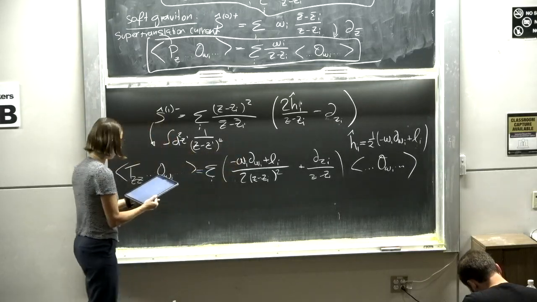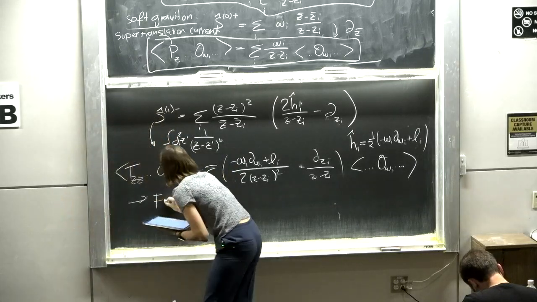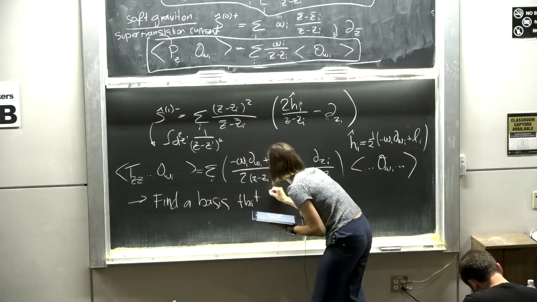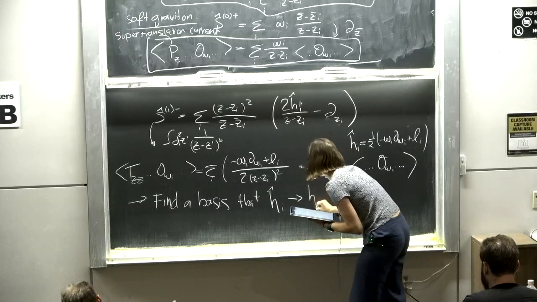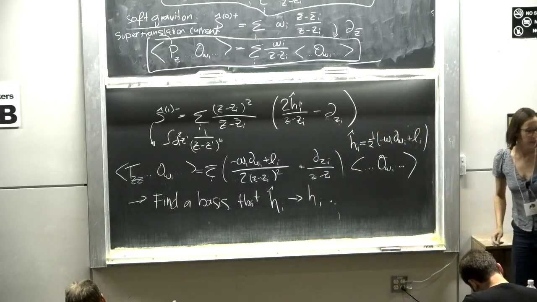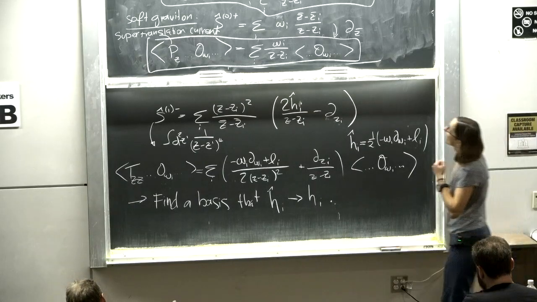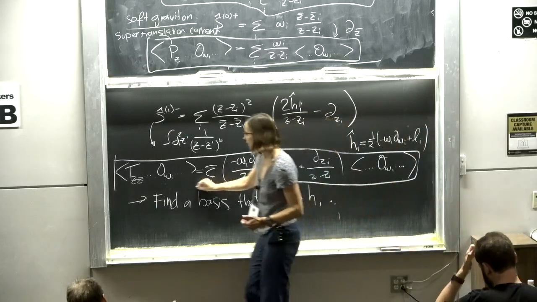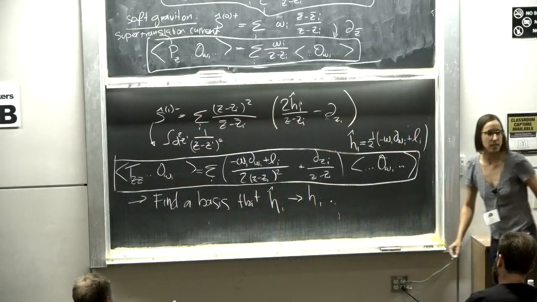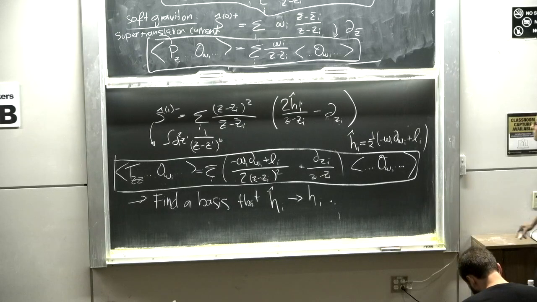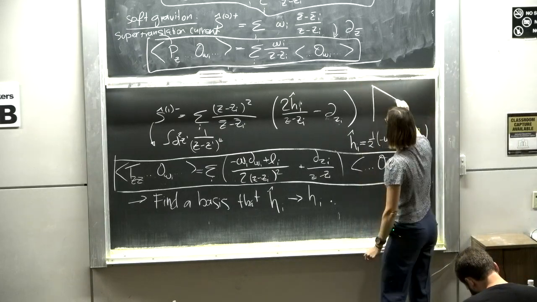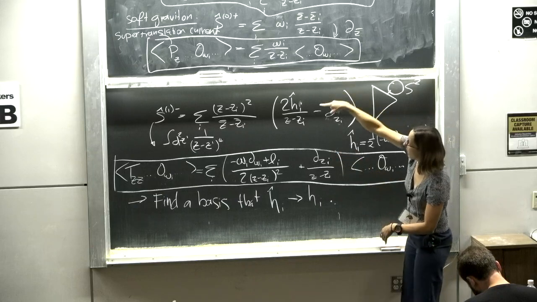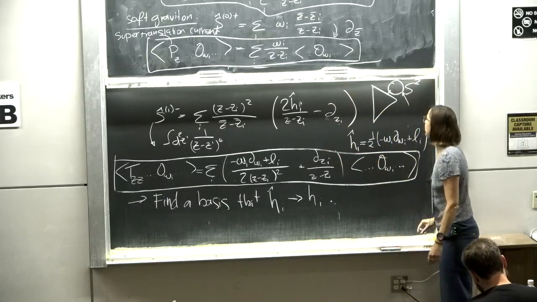So what we're going to do in the next lecture is we're going to find a basis that turns this operator, h hat I, into a number. And once we do that, we will see that soft theorems in disguise are correlation functions of conserved quantities on the celestial sphere at null infinity. So we have a celestial sphere here. And these operators, the J, the P, the T, they will live on the celestial sphere.